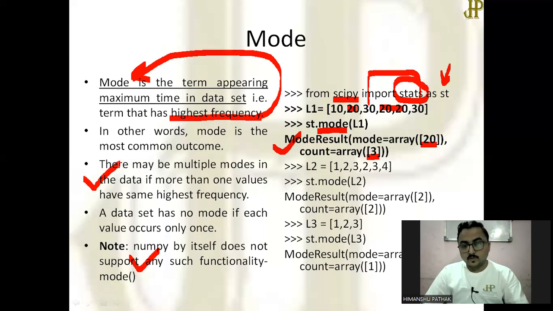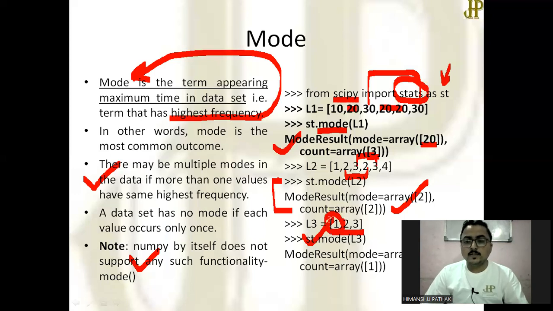So here you can see that there are two elements, 2 and 3, with the same frequency: 2 is coming 2 times, 3 is coming 2 times. So it will give any of them. It will prefer the first element, that is 2. Now here you can see that there is no repetition of data in L3, so it will take the first element as the mode. That's it.